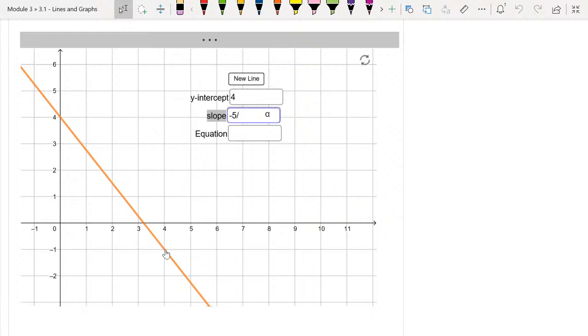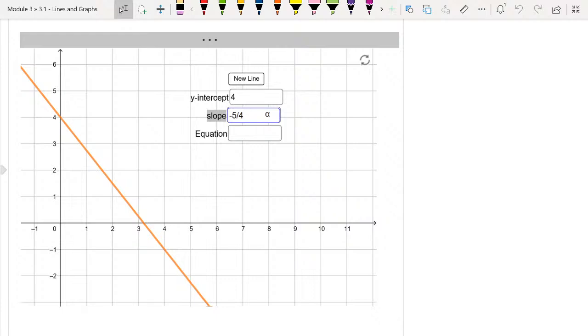1, 2, 3, 4. Does that make sense? And so when I put it in, I'm going to say, okay, the y-intercept is 4 and the slope is 5 over 4. Now, this does something that you don't have to worry about, but I had it do it because I want you to see this.